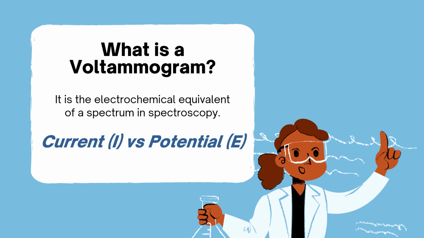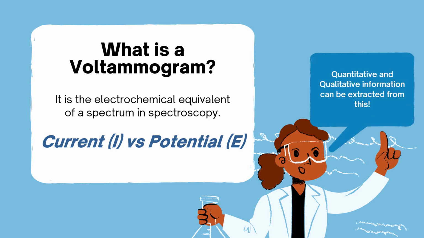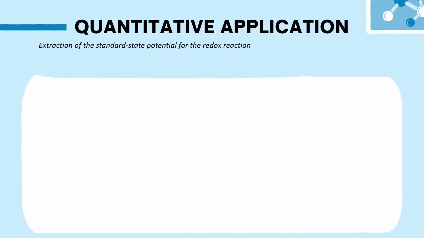Hence, we can also use it for analysis to gain quantitative and qualitative data about the species involved in the oxidation or reduction reaction. First, we can use voltammogram to extract quantitative information, which is obtained by relating current to the concentration of analyte in bulk solution.